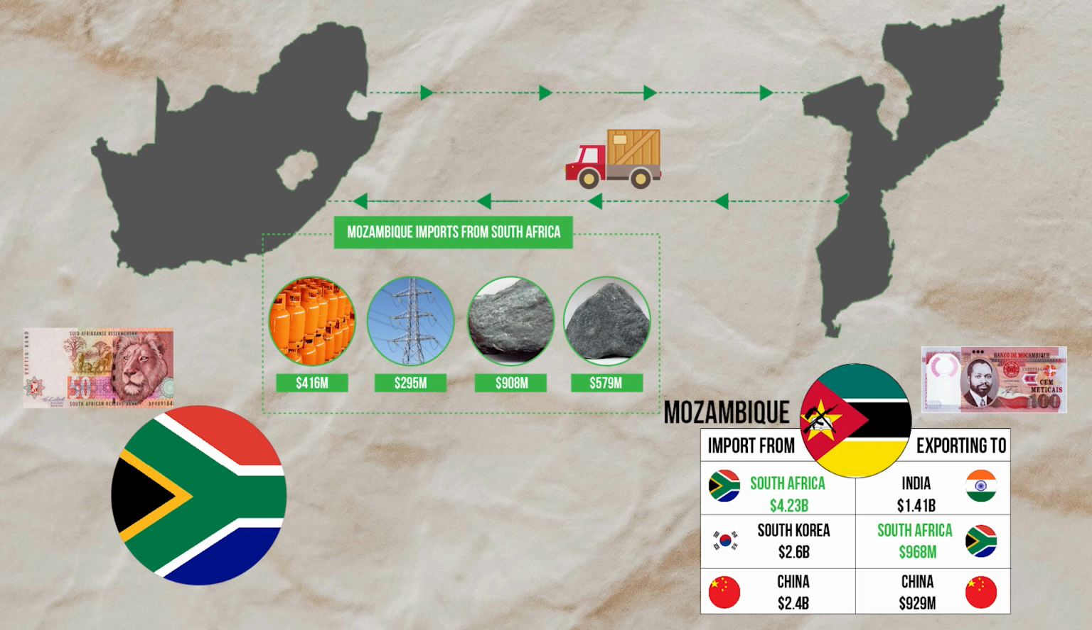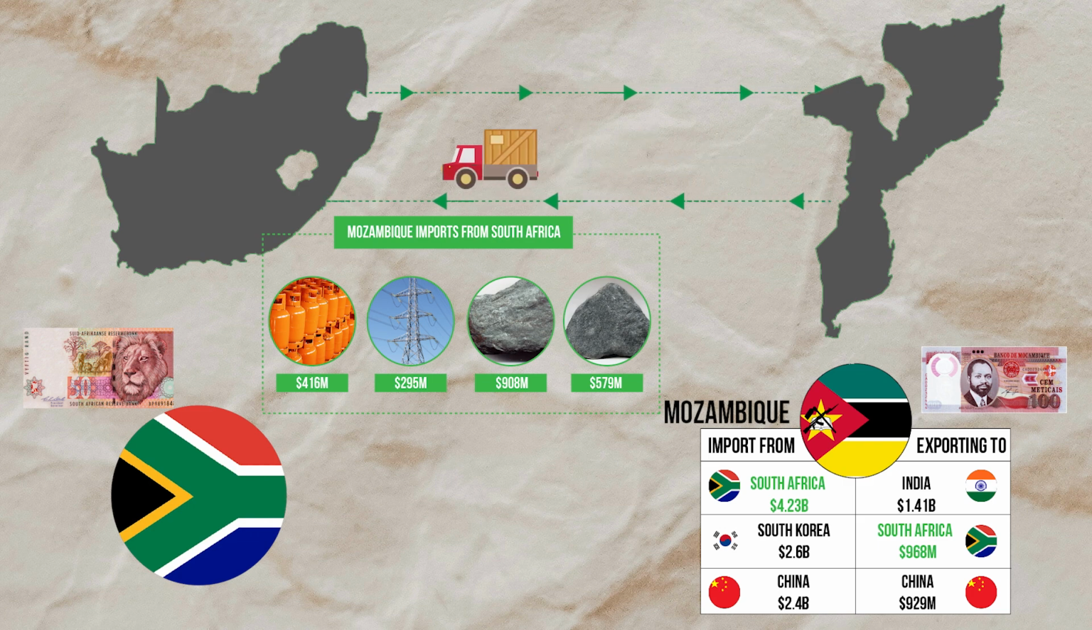In 2021, Mozambique imported $4.2 billion worth of goods from South Africa and also exported $968 million worth of goods to South Africa. The exports were mainly petroleum gas for around $416 million and electricity for an estimated $295 million. The imports were iron ore for $908 million and chromium ore for $579 million.